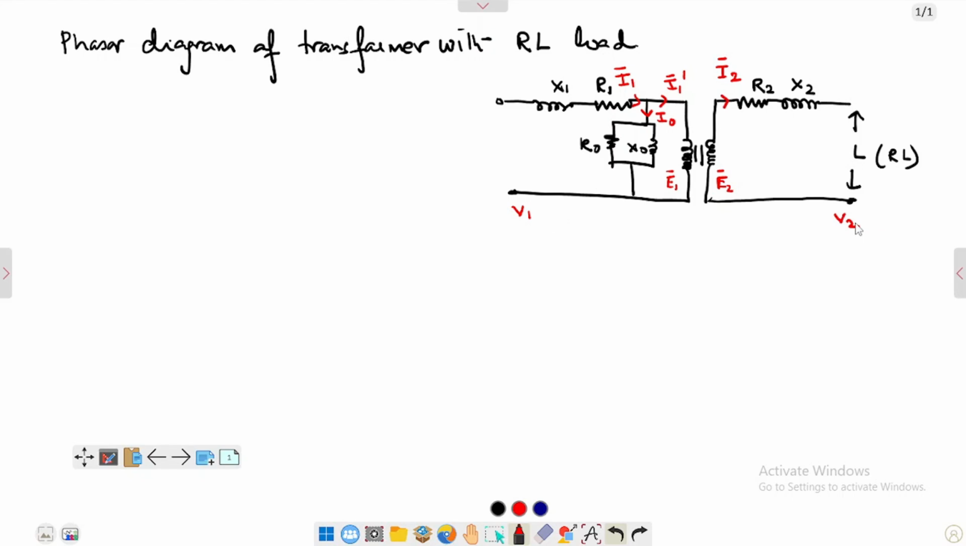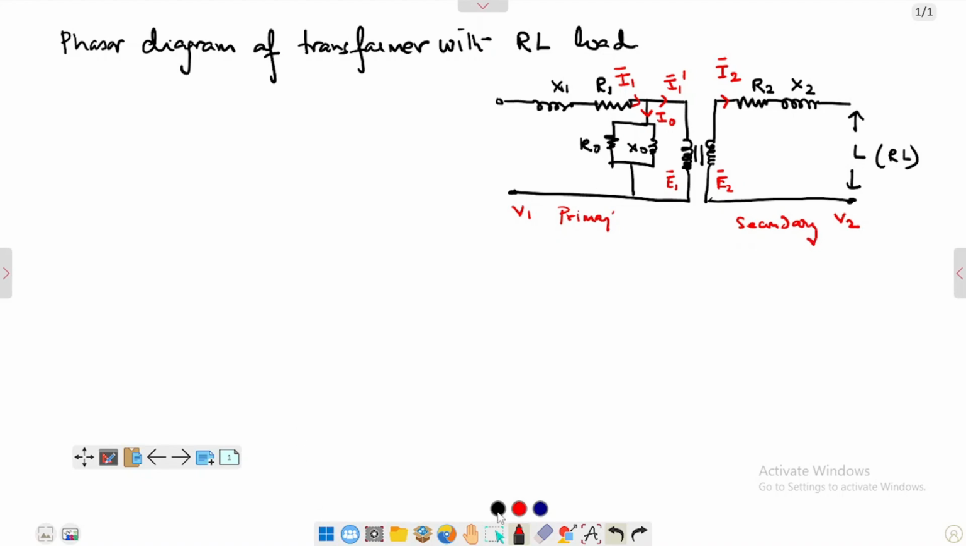Okay, so this is my V1, this is my V2, E1, E2, and this is my overall equivalent circuit of a transformer. This is my primary side, and this is my secondary side.